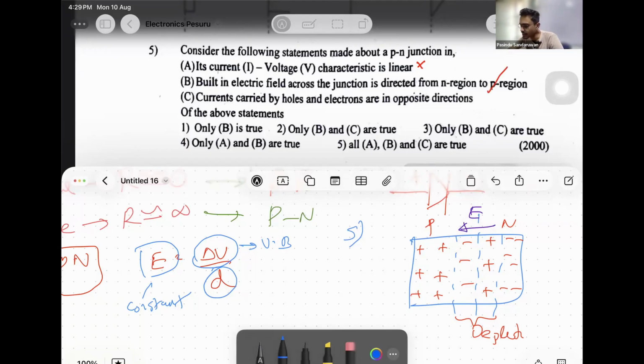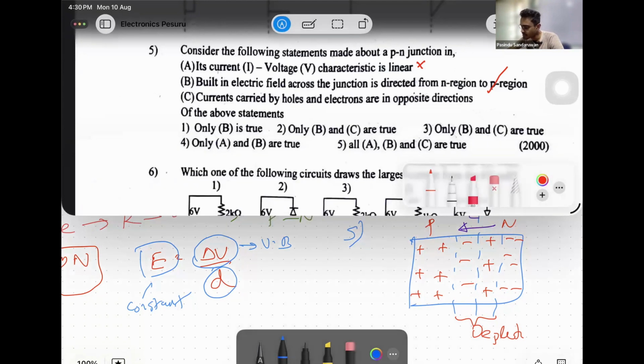From N to B, so B is correct. Right, B is a correct statement.